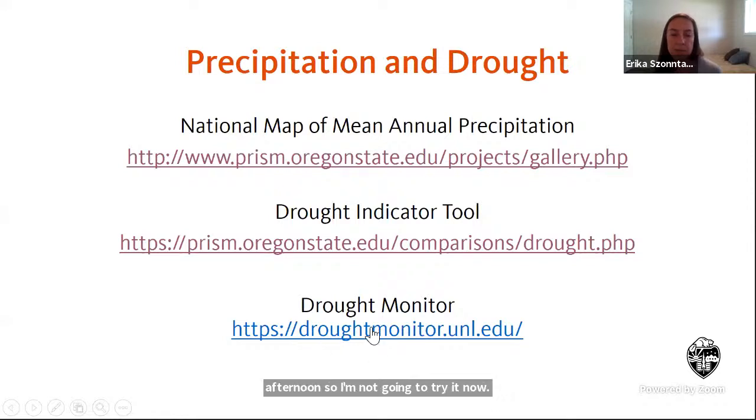But this map shows in a little bit more detail what kind of a drought you're in. So it shows anywhere from abnormally dry to extreme drought. And it's interesting because it also outlines for you if you are looking at short-term or long-term drought effects.